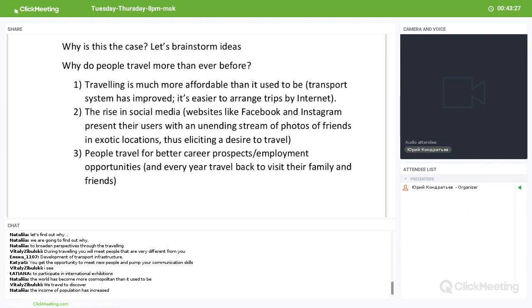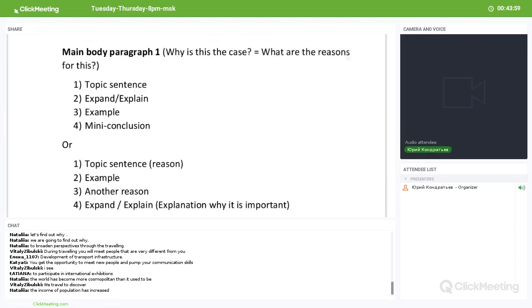And here you are not even asked for two ideas. The question is, why is this the case? Sometimes when they ask you, what are the reasons for this? Or what are the causes of this? Then you need to give at least two reasons. But here they're just asking, why is this the case? And you can give just one reason. Just make sure that you develop it. You don't have to give two or more reasons. One of them would be enough. Right. So if there are any other ideas, please feel free to write them in the chat box.